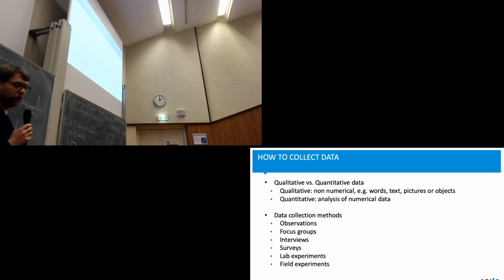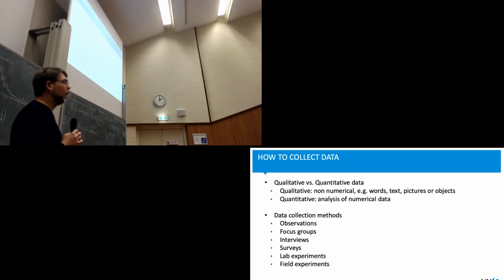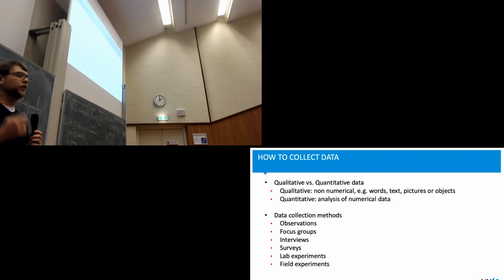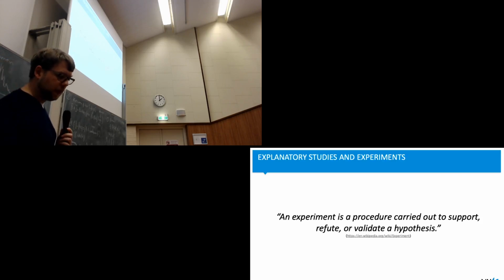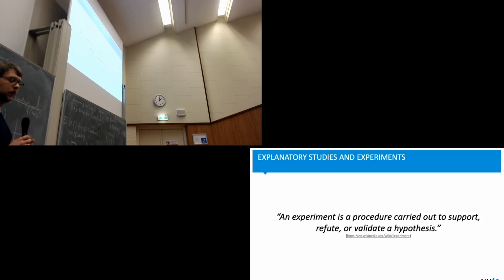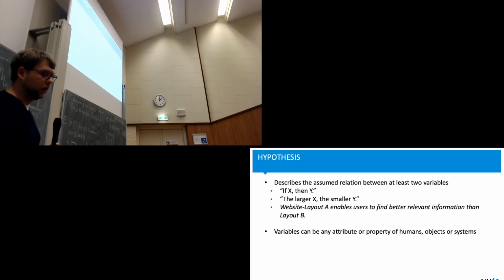In the following, I would like to focus first on experiments, on experimental studies, simply because this is the most important technique to perform A/B testing if you have, for example, two different designs for your website. So what is actually an experiment? An experiment is a procedure carried out to support, refute, or validate a hypothesis. And the hypothesis is an assumption about the correlation between two different variables.